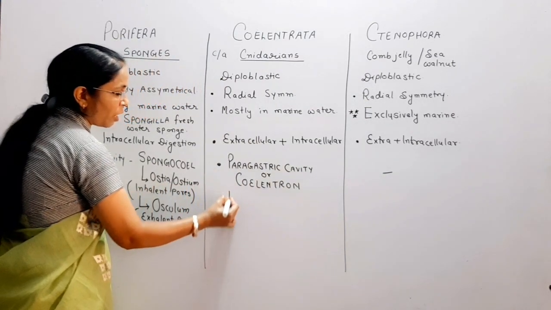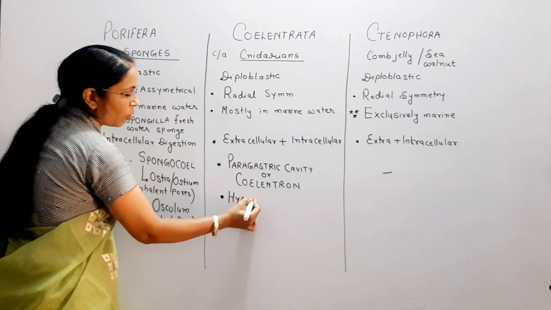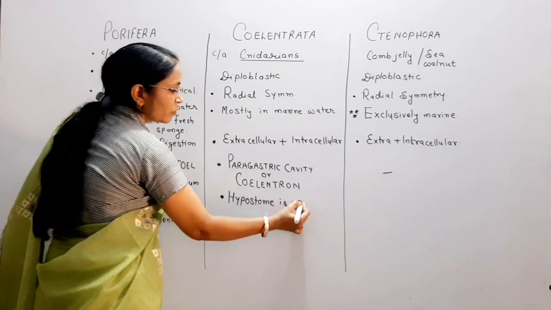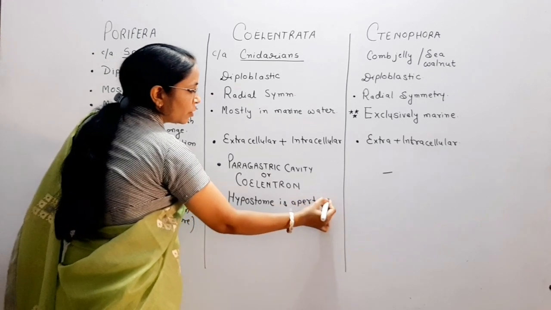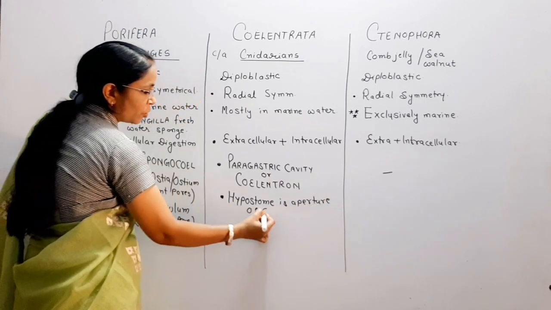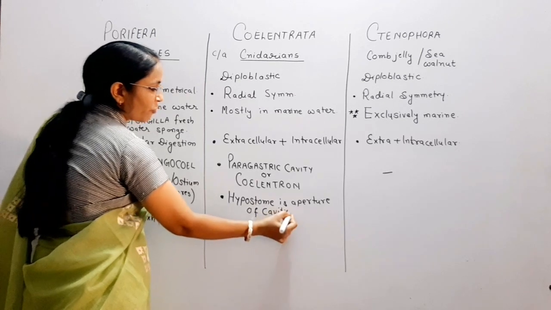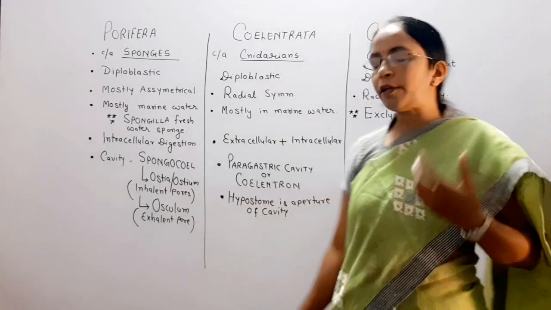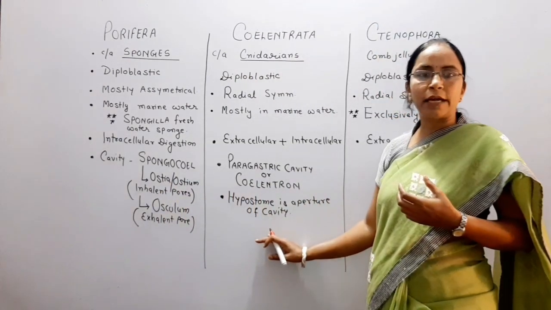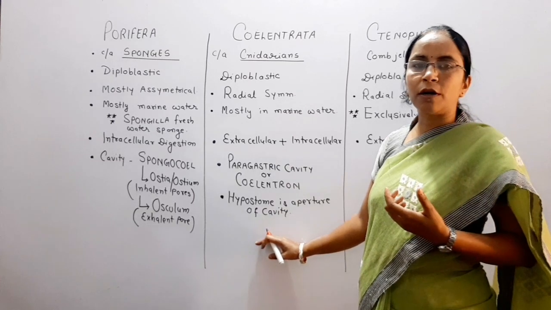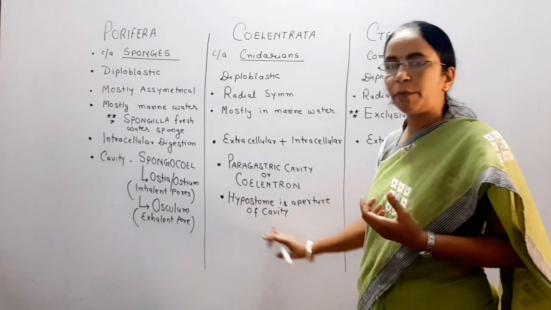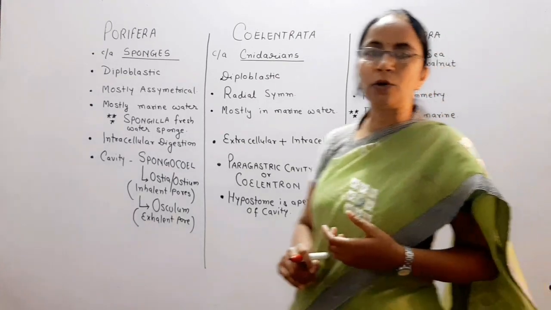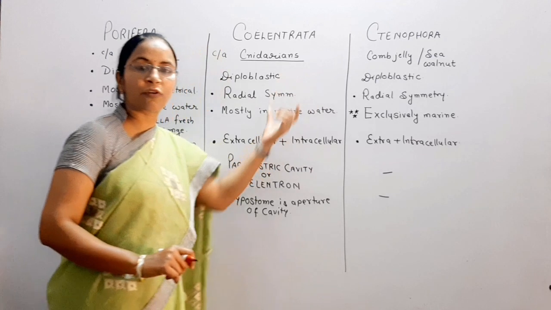So here you remember the hypostome is the opening or aperture of the cavity, and by this hypostome or mouth, inhalent water comes inside the cavity and exhalent water comes out of the cavity. So this part you remember. Again, such kinds of characters do not appear in ctenophora. So this part first you remember.